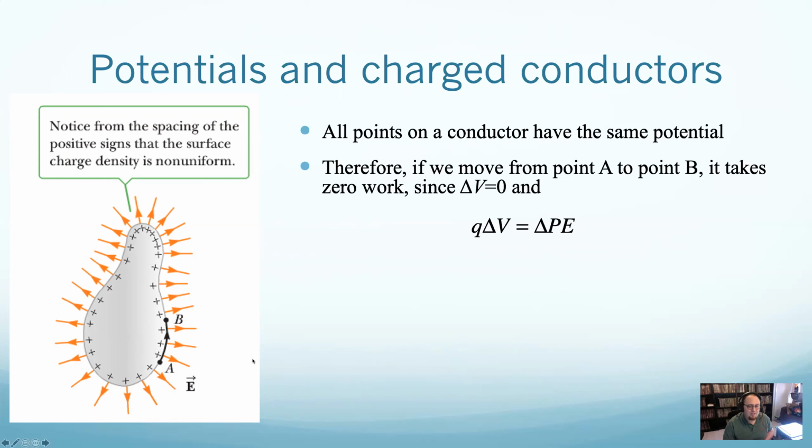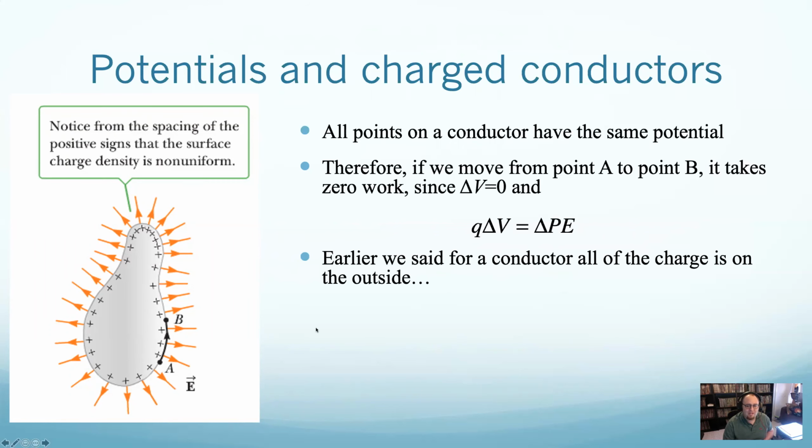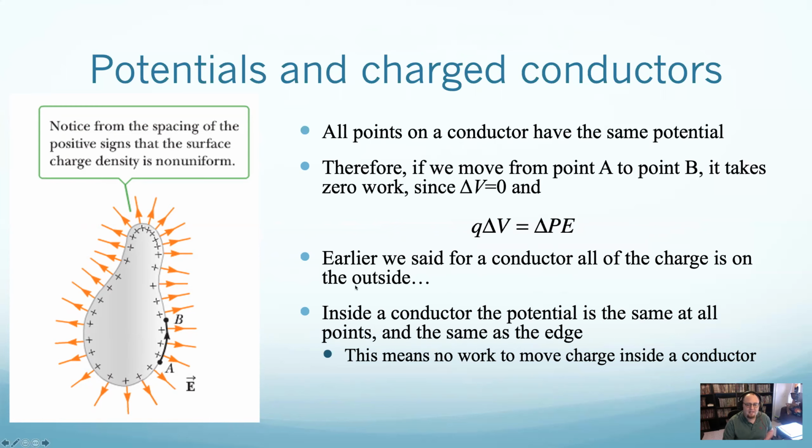Now, last time we said how all the charge was on the outside, and this is part of the reason why. Inside a conductor, the potential is the same at all points. And since there's no work to move the charge, it's going to move as far out as it can, to be as far as possible.